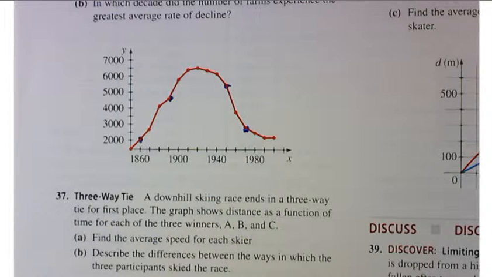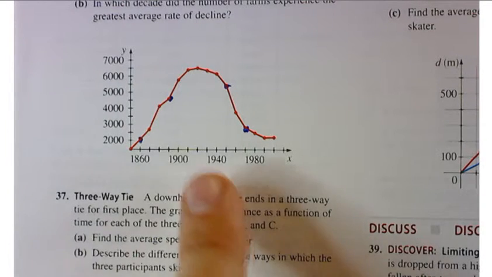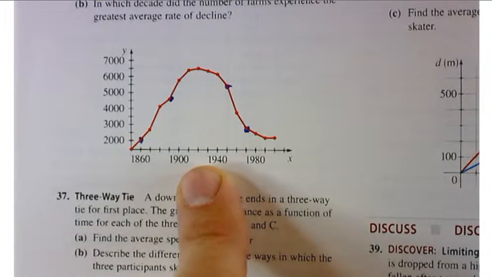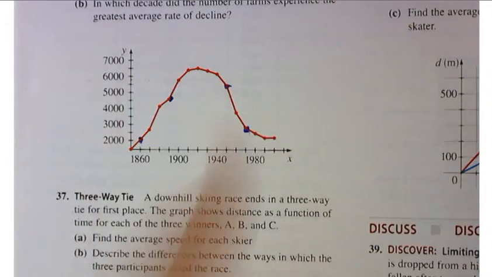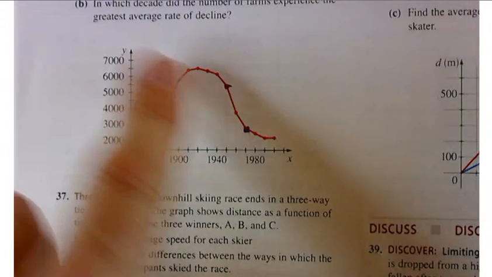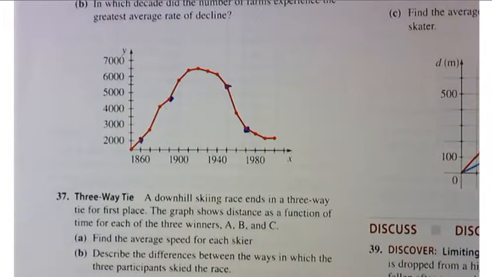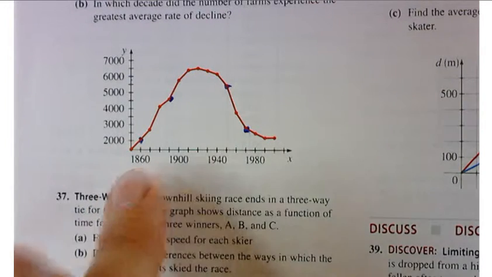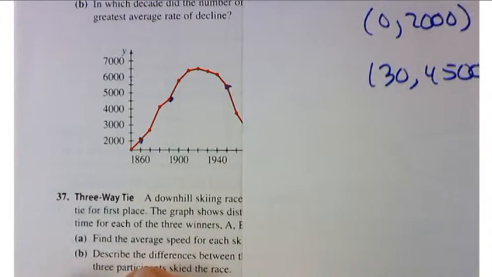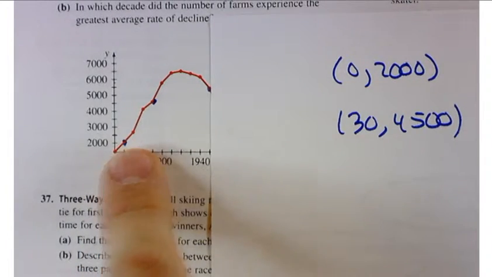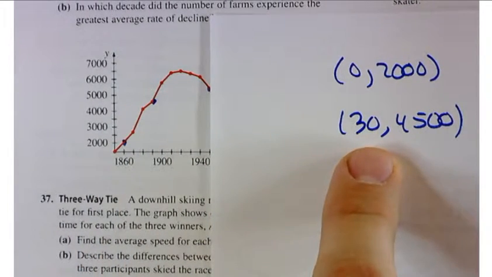Now I'm not sure about you, but the numbers that I estimated for this, calling this year zero, were 2,000 in 1860, and 30 years later in 1890, about 4,500. Now that's not going to be a perfect, nice even slope, but we'll get something pretty nice out of it. So 4,500 minus 2,000 divided by 30 minus 0. So that'll be 2,500 over 30.